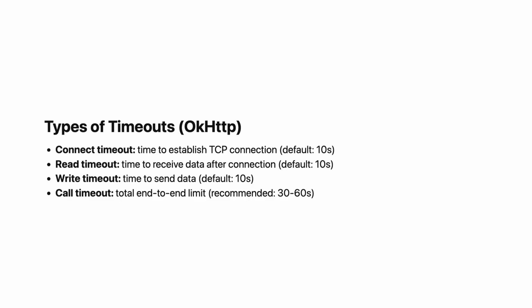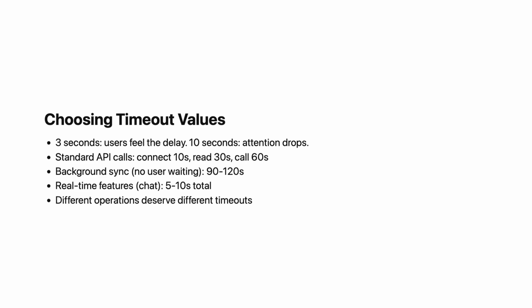How do you choose timeout values? Start with your user experience requirements. If the user is staring at a loading screen, how long are they willing to wait? Research suggests that after 3 seconds, users start to feel the delay. After 10 seconds, attention drops significantly. So your total timeout should align with what your UX can tolerate.